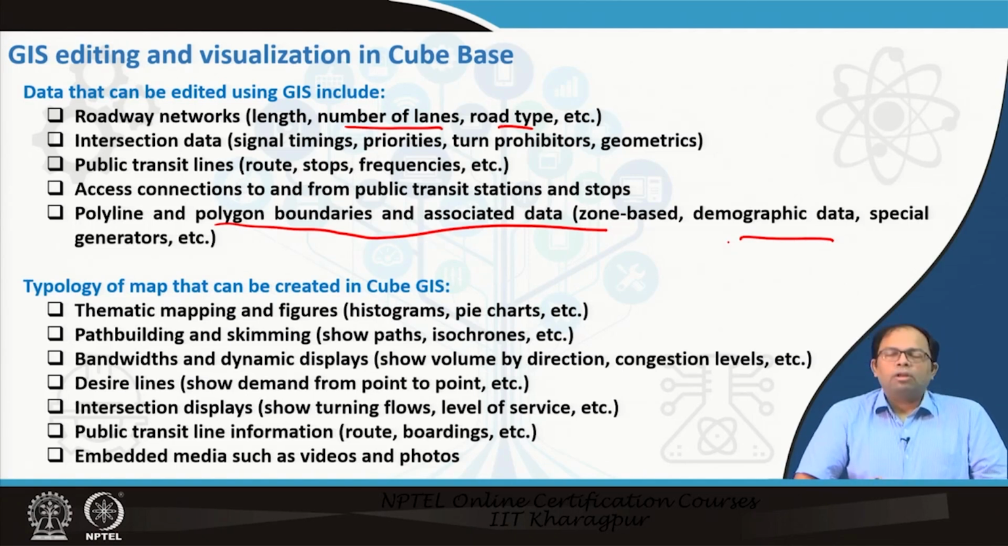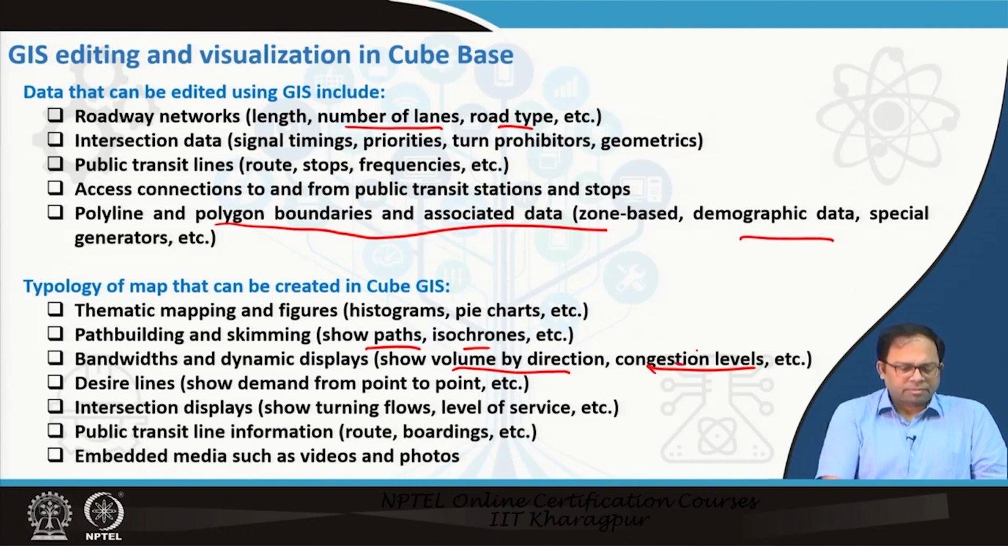And then we can also develop a lot of thematic maps. For example, we can do thematic mapping using histograms and pie charts. We can do path building and skimming. We can show paths and isochrones. We can do bandwidths and dynamic displays, showing volume by direction and congestion levels. So we can mark it along the links. We can mark different levels of volume by increasing the width of the link, or we can also show the congestion levels as well.